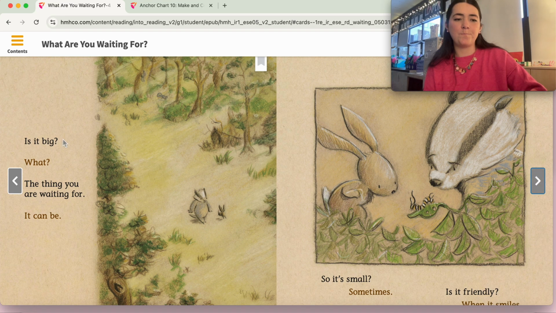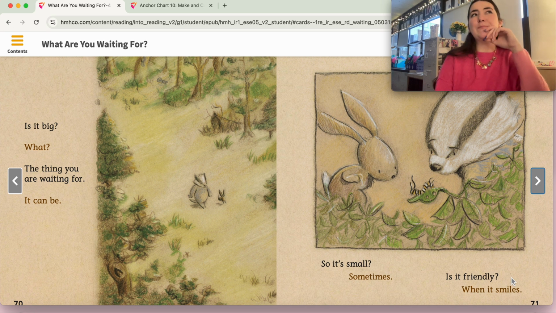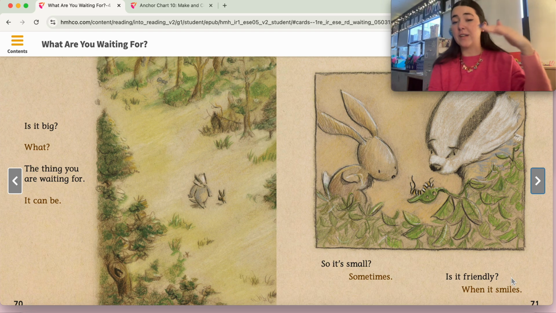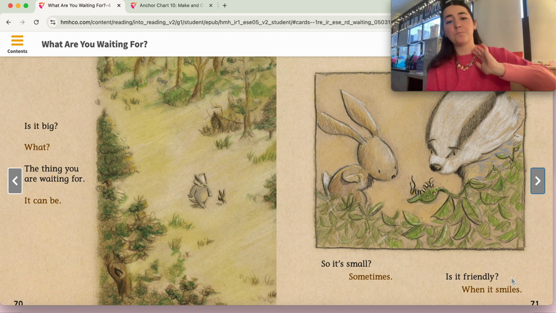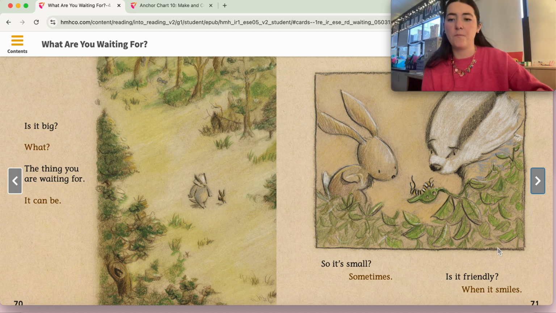Turn your page. Is it big? What? The thing you are waiting for. It can be. So, it's small? Sometimes. Is it friendly? When it smiles. So now it seems like the rabbit is kind of giving a little riddle. Like we're trying to figure out with different types of clues what it is that he's waiting for. He's giving clues. Instead of just telling us what it is, he's giving us some clues to figure it out.